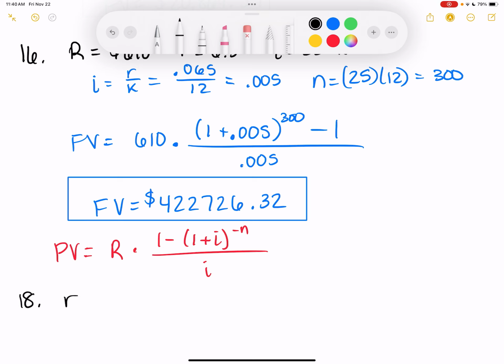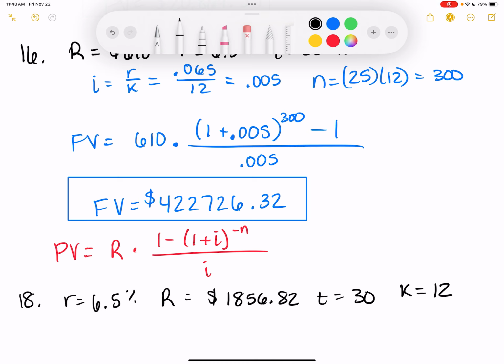Little r is 6.5%. Big R is $1,856.82. T is 30. And then in the initial question, it said, find the present value of a loan with an annual interest rate r, periodic payments R, for a term of T years with payments made and interest charged 12 times per year. So they didn't have it down in this actual problem statement, but in the question, they tell us that K would be 12.